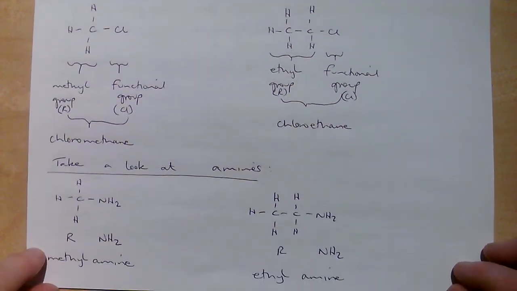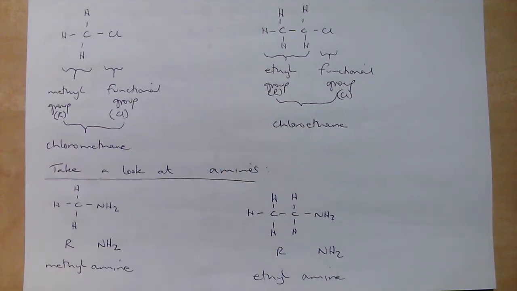Now let's have a look at amines. The functional group of amines is NH2, so RNH2, where R was the alkyl group. There's my alkyl group, there's my NH2 group, that's my functional group. It's got one carbon, so it's called methylamine. This one here, meth-eth, remember, count up the number of carbons away from the functional group, so there's my functional group, meth-eth, ethylamine.